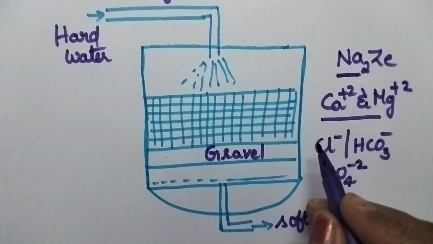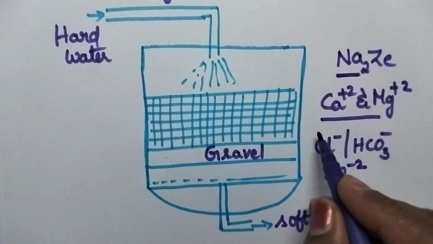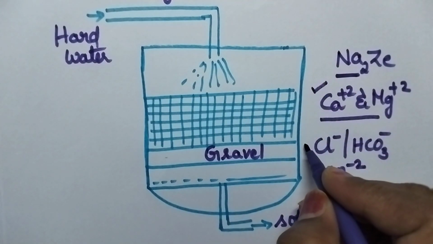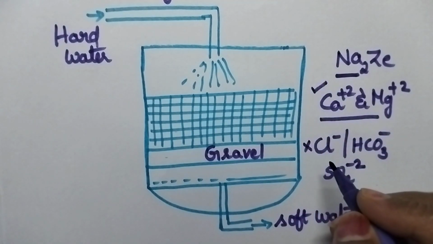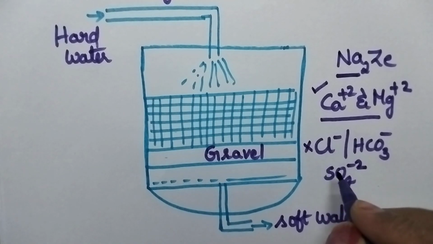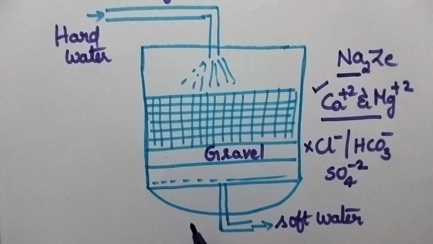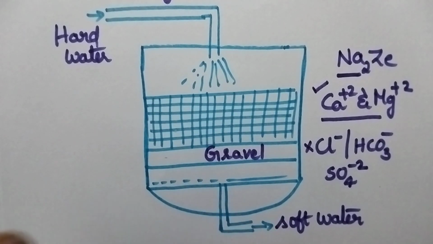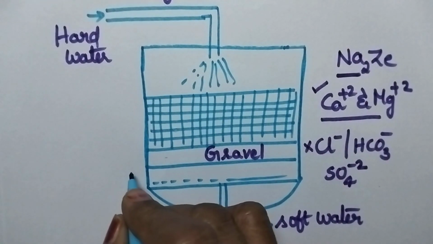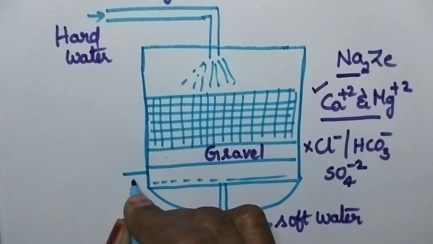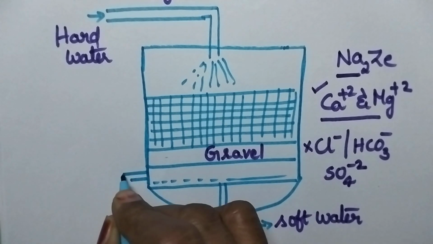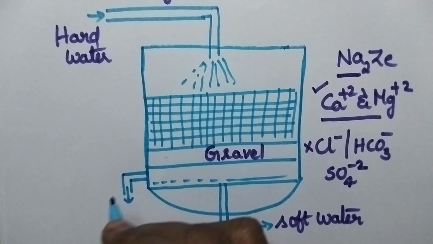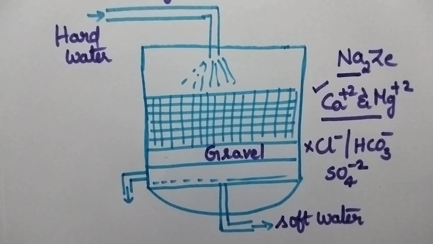So this zeolite process is highly useful for the removal of hardness producing cations, and it is not useful for the removal of acidic groups from the hard water. And always the treated water contains more number of sodium salts. If at all any sludge is formed, that can be removed through this outlet.